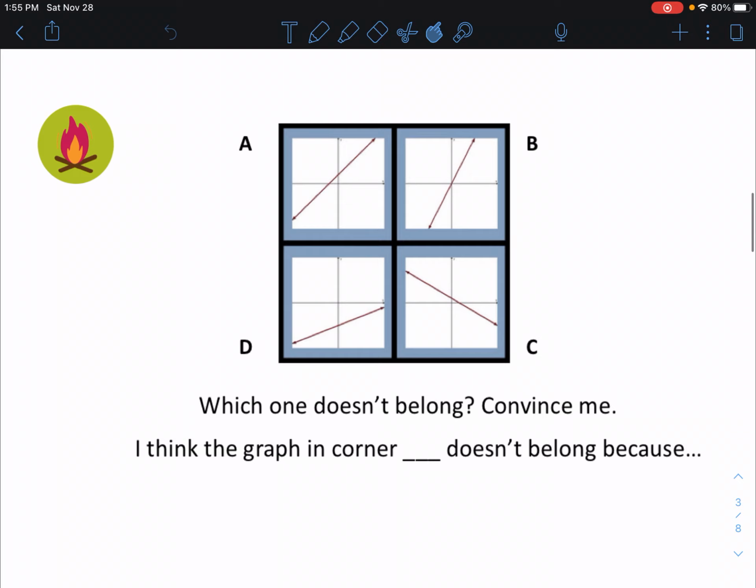All right, first, let's get ourselves started here today by taking a look at this graph. Which one of these graphs doesn't belong? And convince me. You could say, I think the graph in corner whatever blank doesn't belong because. We'll pause here while you take a look.